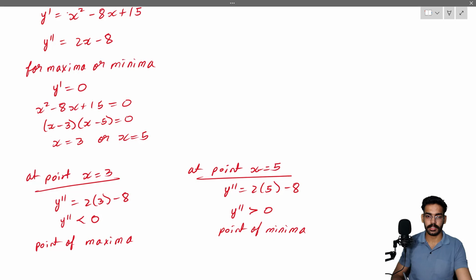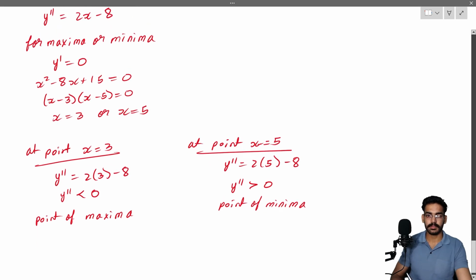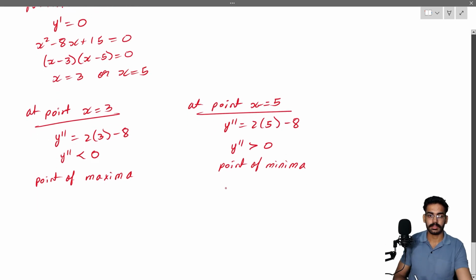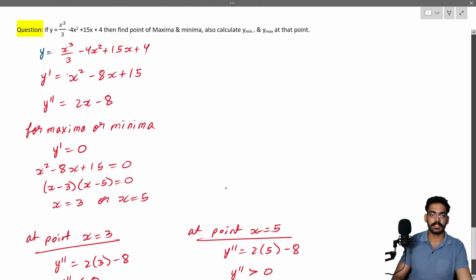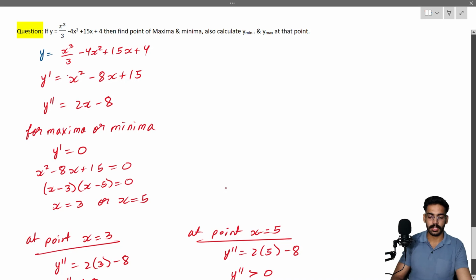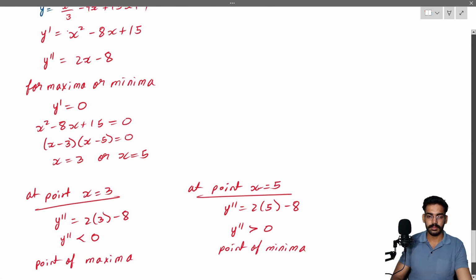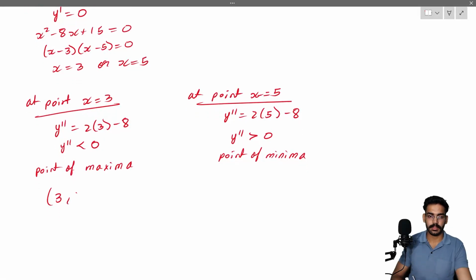Let's get the exact coordinates. We know the x coordinate, but we want to find the y coordinate also. So the x coordinate is 3, so if you put x equal to 3 in the main function, you get the value of y. I'm going to make it easy for you. When you calculate, you will get this value as 22, so this is your point of maxima. And when x is 5, you will get 62 by 3. You can calculate, this is very easy. So these are the 2 points of minima and maxima.